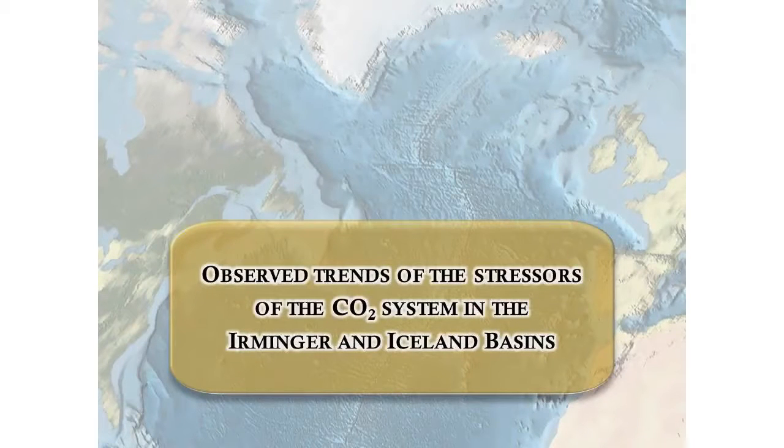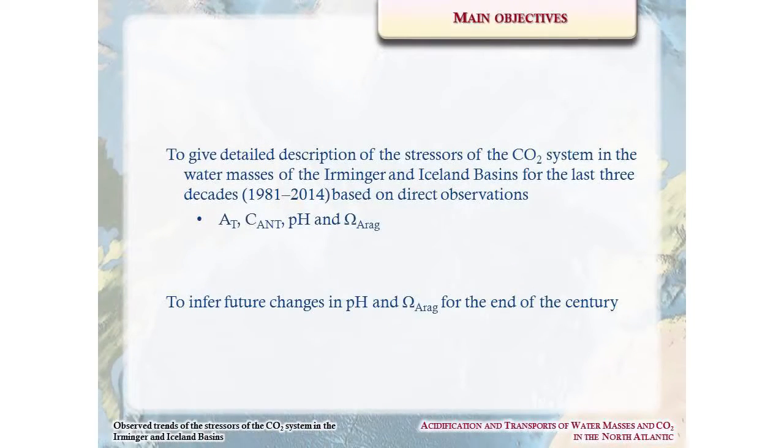Now I am going to present the results of the second study that we performed to achieve the second goal of my PhD. In this study we describe and discuss the observed trends of the stressors of the CO2 system in the Irminger and Iceland basins. The concrete goals of this study were to give a detailed description of the stressors of the CO2 system in the water masses of the Irminger and Iceland basins for the last 3 decades, concretely from the period from 1991 to 2014, based on direct observations.